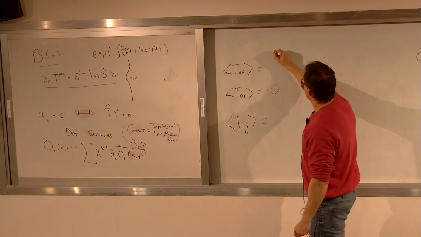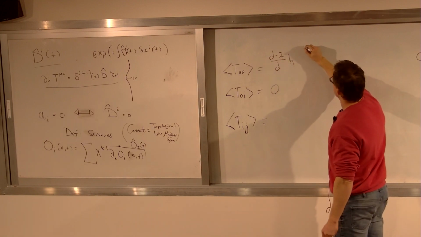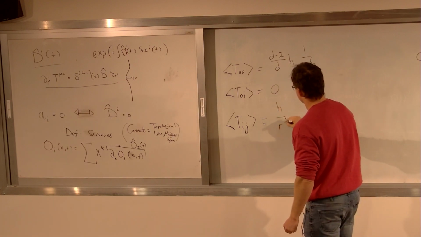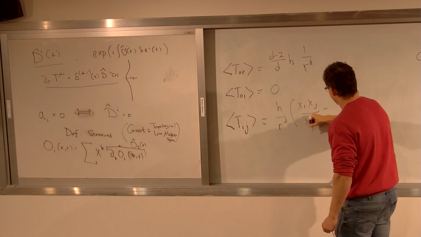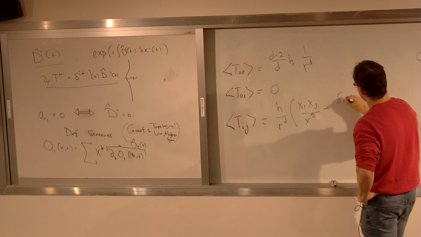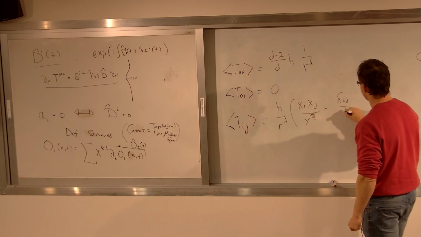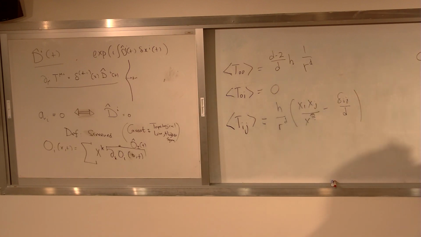This is given by (d minus 2) over d times some new coefficient h times 1 over r to the power d. This is given by h over r^d, times x_i x_j over r squared, minus delta_ij over d. That seems wrong, let me fix it: 2 over d delta_ij.